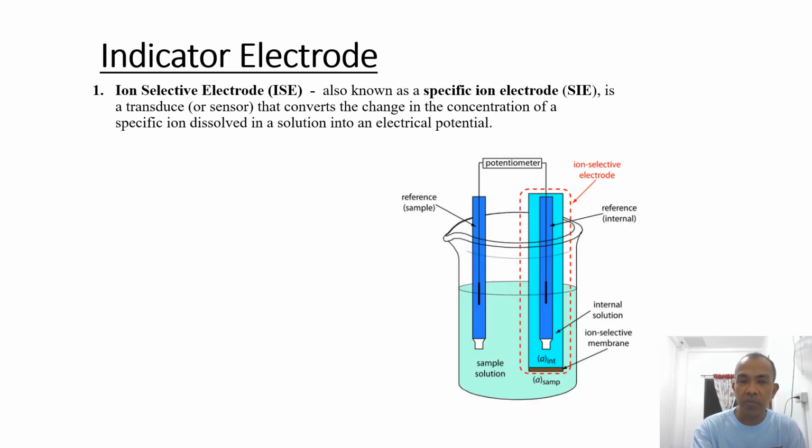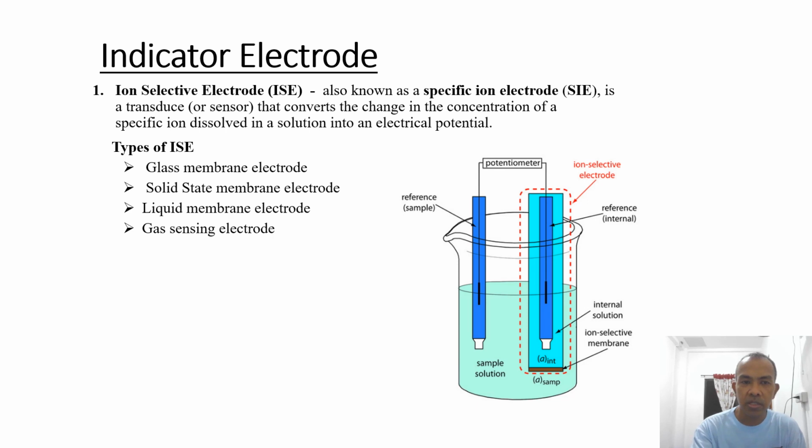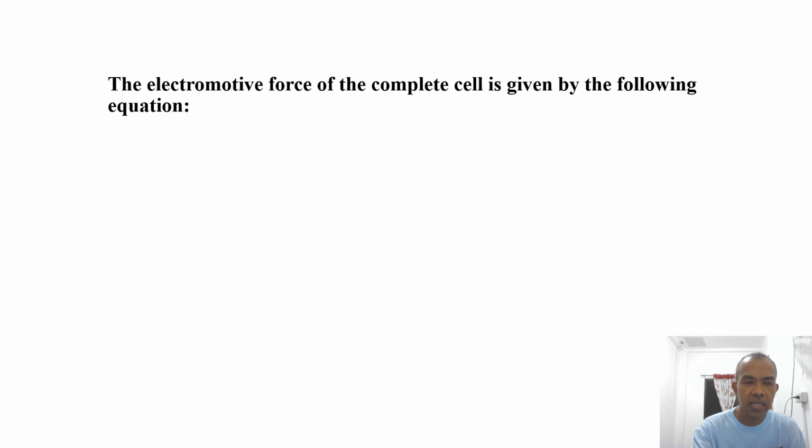So here is the sample of indicator electrode ISE. It is immersed in an analyte solution. The types of ISE are the following: gas membrane, solid state membrane electrode, liquid membrane, and gas sensing electrode. Next slide. The electromotive force of the complete cell is given with the following equation. E cell is equal to E reference plus E indicator plus E junction.